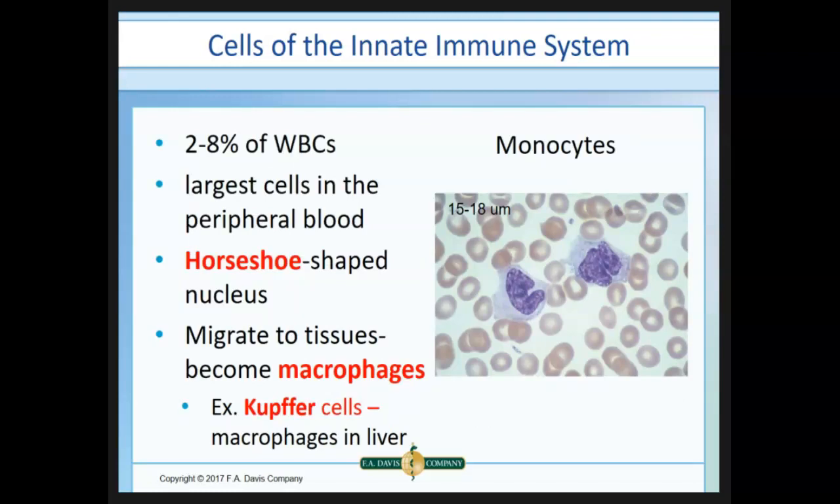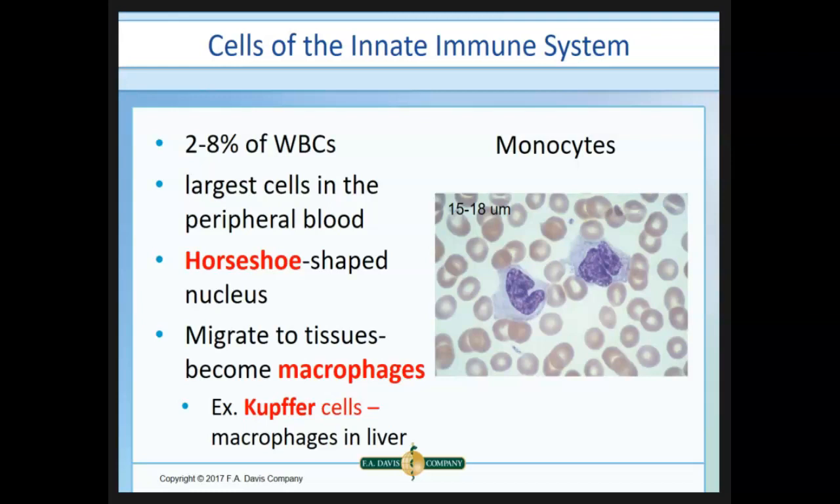Monocytes are the next type of white blood cell. They are the largest white blood cell in peripheral blood. The nucleus has a horseshoe shape, and if these cells are circulating in the bloodstream, they're called monocytes, but monocytes can migrate to tissues, and then we call them macrophages. So remember that monocytes in tissues are called macrophages.